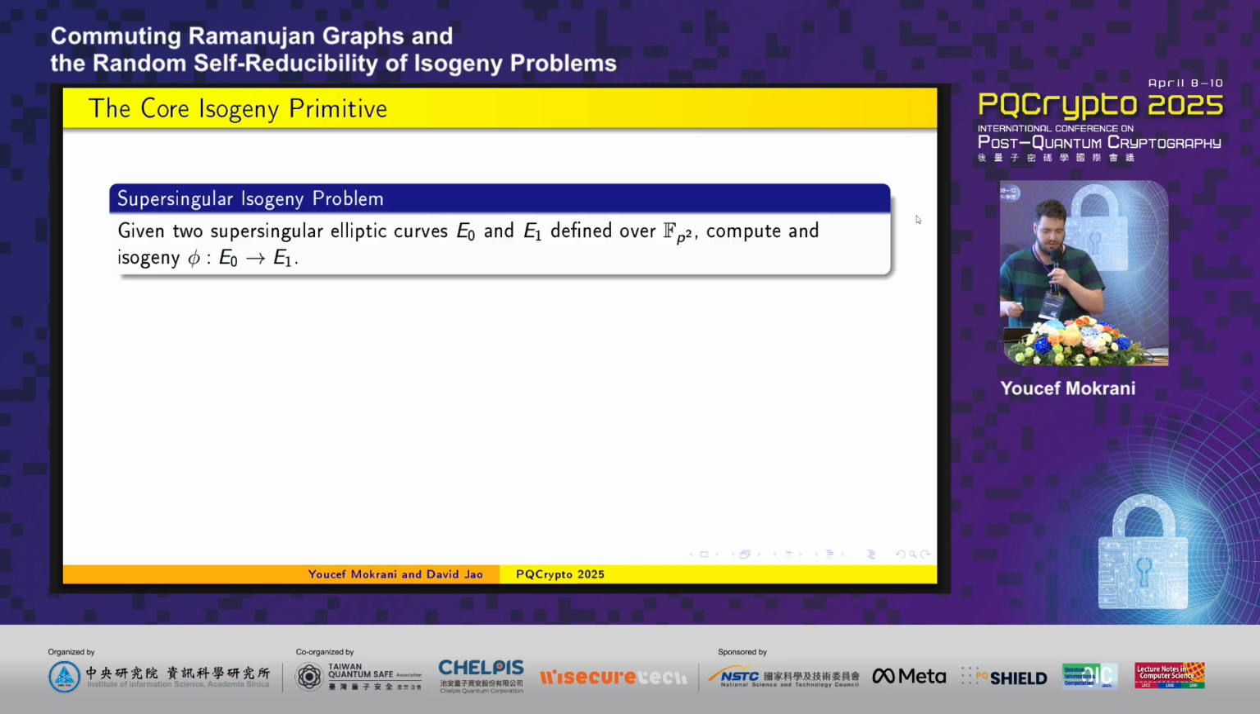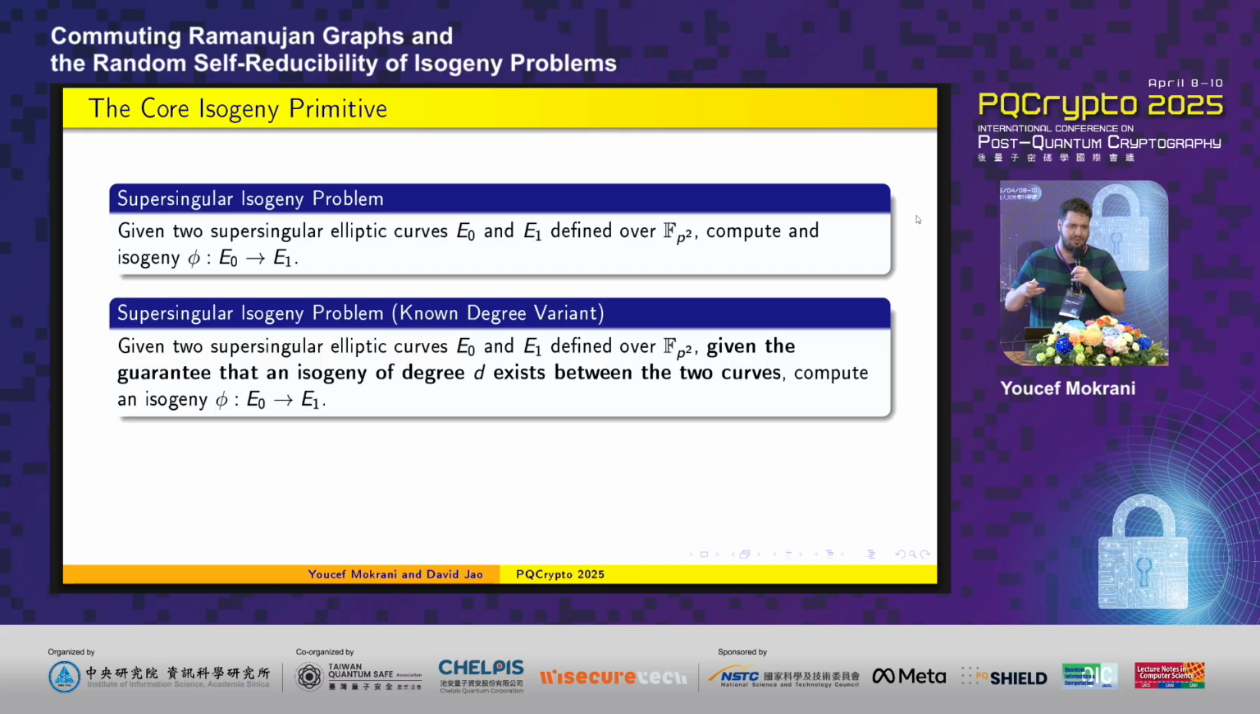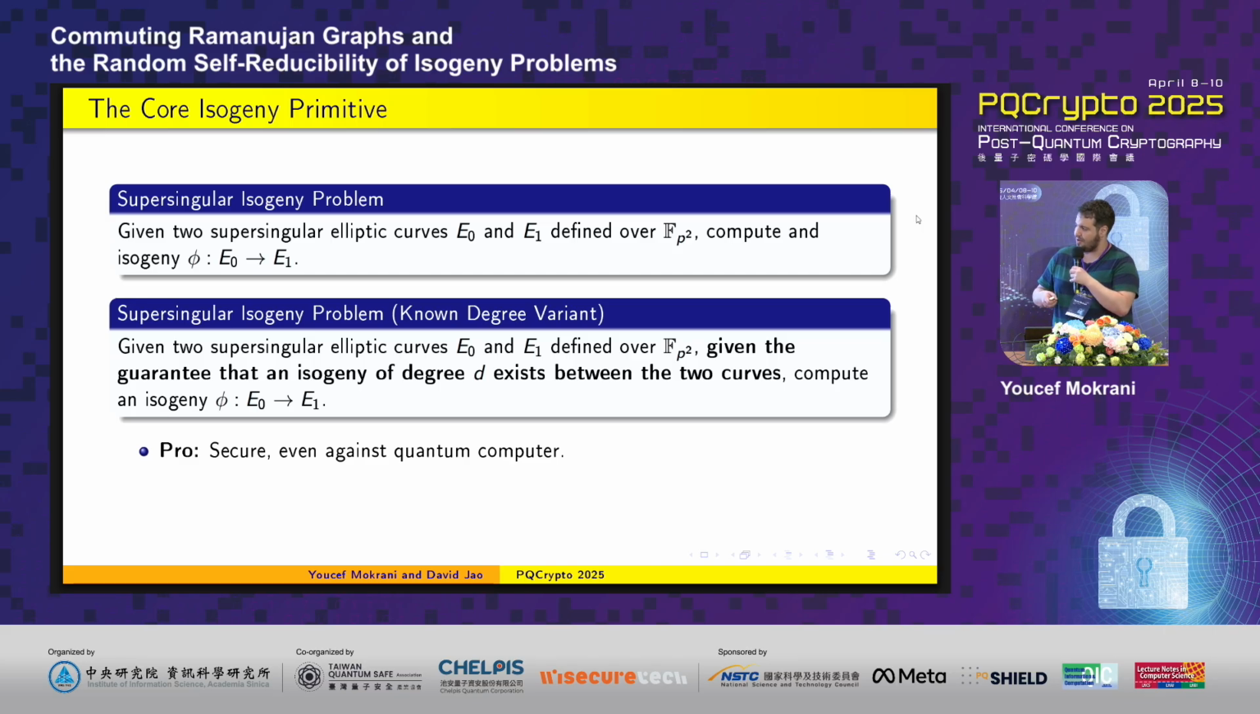So the core isogeny problem is the supersingular isogeny problem, which simply states that if you're given two elliptic curves, E0 and E1, both defined over F_p squared, are you able to get an isogeny from E0 to E1? Usually, the actual problem you will see is you're also given the degree of a secret isogeny between the two curves, just because of how parameter sets work in practice. However, at least by itself, this information doesn't give you much. And in fact, if the degree is large enough, there will always be an isogeny of degree d between your two elliptic curves. This problem is, at least for now, considered to be secure even against quantum computers.